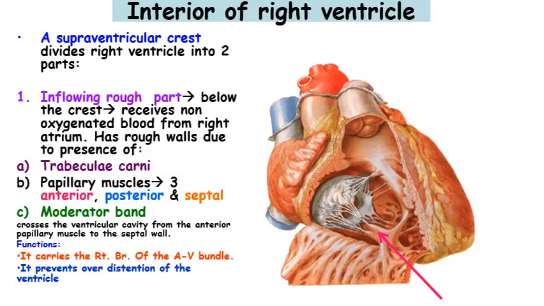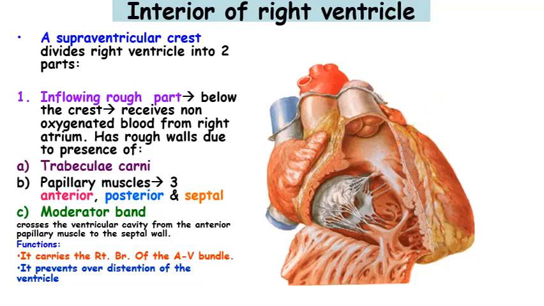The right ventricle has 3 papillary muscles, one coming from its anterior wall, so it is called the anterior papillary muscle, another one coming from the posterior wall called the posterior papillary muscle, and another one coming from the interventricular septum known as the septal papillary muscle. These papillary muscles are very important in the working of the tricuspid valve.